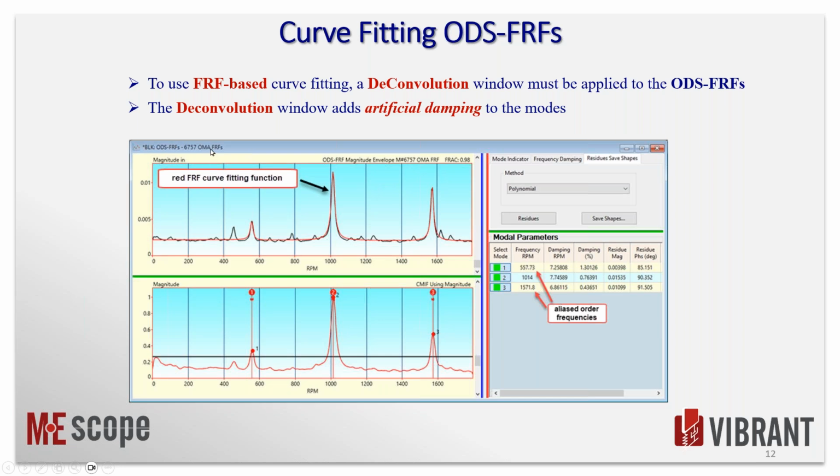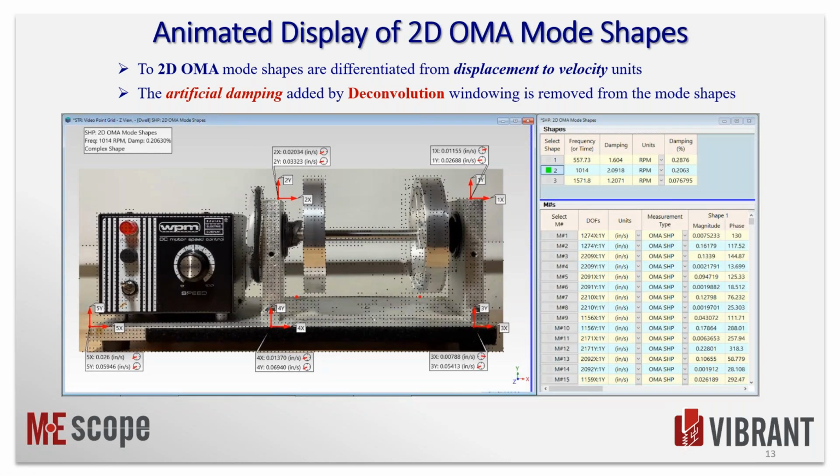And we call them OMA FRFs because we've curve fit them now. And in order to do that with an FRF curve fitter, we apply what's called a deconvolution window to the raw data. Then we can curve fit it with an FRF-based curve fitter.